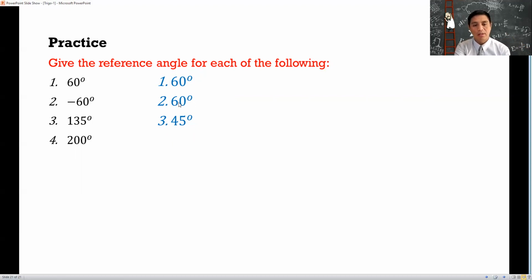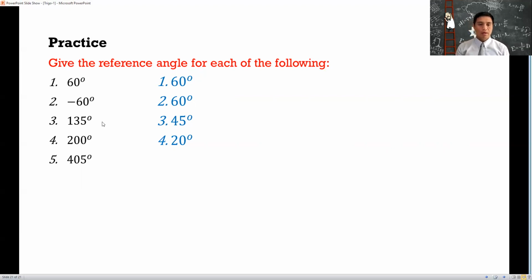What is the reference angle? 20, because that is 180 and another 20 degrees. So that 20 degrees is the reference angle. Okay, the easiest way again is to draw. So for number 1, you draw 60 degrees, and from the line where the angle ends, or the terminal side, go to the nearest x-axis. That is your reference angle. Also with the rest of these examples.